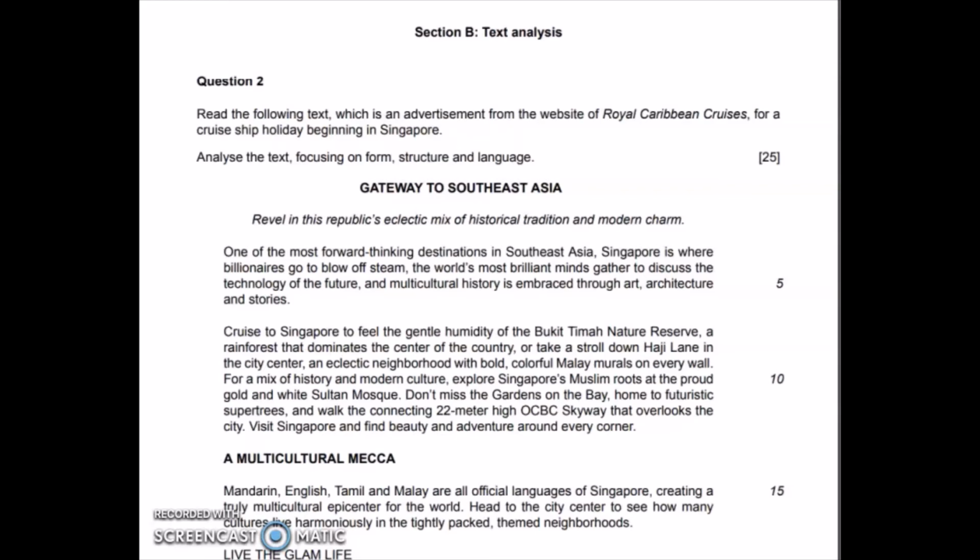Number four, you're looking out at how form and structure contribute to the effect. For example, headings, subheadings, different types of sentences used, complex sentences, simple sentences, and what is the effect created by these different kinds of elements.